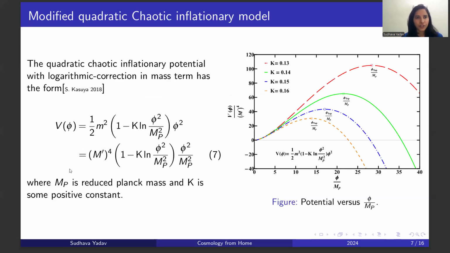Now coming to our potential. It is V(φ), the normal chaotic potential, that is half m squared φ squared, with a logarithmic correction added in the mass term.